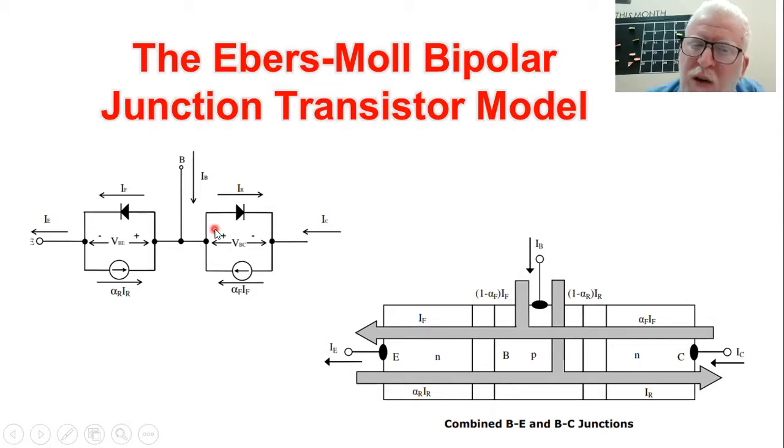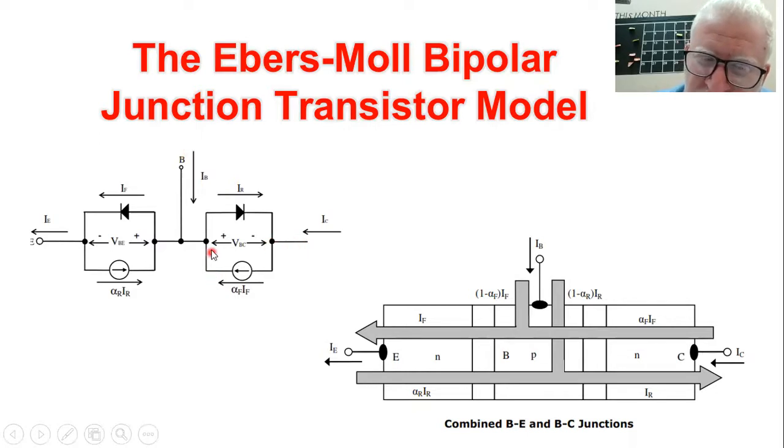Similarly here, for a base collector model, if it's a forward, the current will be conducted in this direction. If it's a reverse, the current will be conducted in this direction. So for example, if I ask you, please show me the path of the current whenever the transistor is in an active mode. As you know, in an active mode, you have the base emitter junction forward and the base collector junction reverse. So the current will take this path.